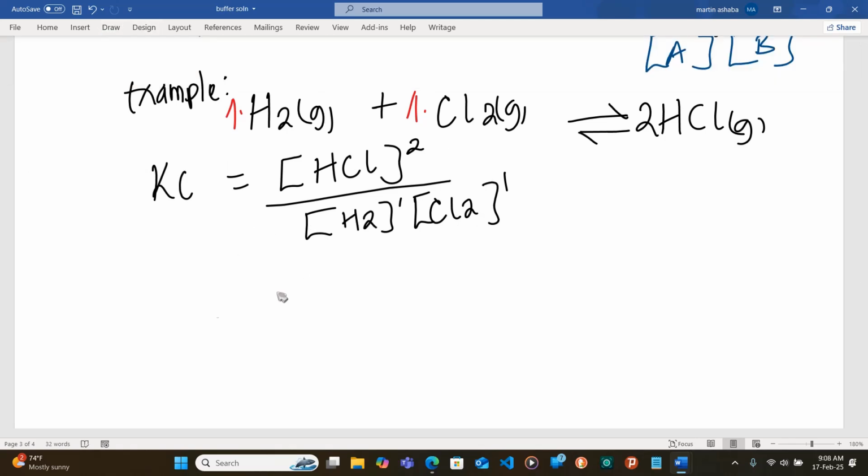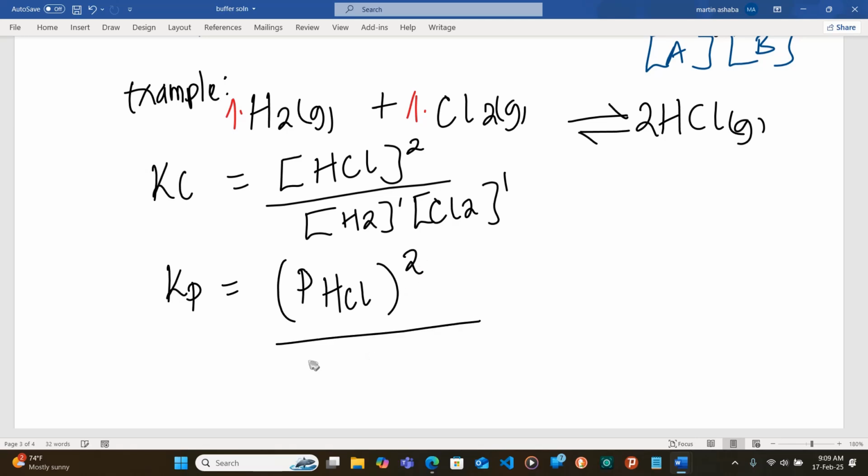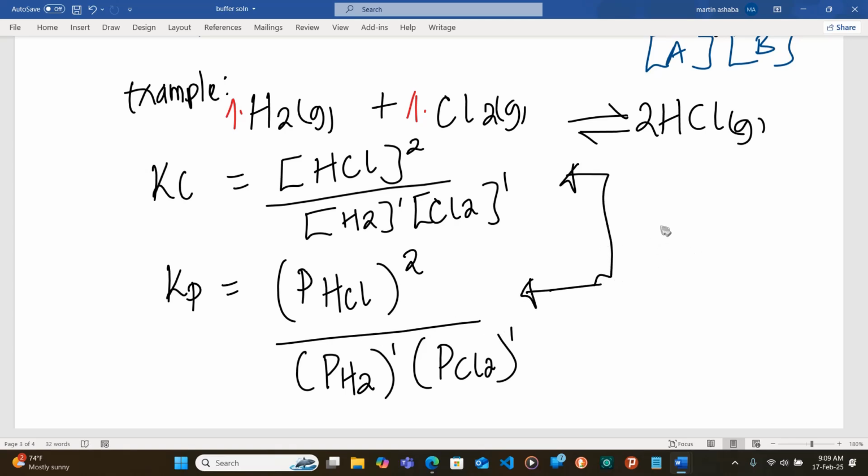Since they are gases here, we could also give it in terms of partial pressures. So the equilibrium constant can be given in terms of partial pressures. We are going to have Kp equal to the partial pressure of the product, which is hydrogen chloride gas, again raised to a power of 2, divided by the partial pressure of hydrogen raised to a power of 1 times the partial pressure of chlorine raised to a power of 1. And this and that are all obtained because we have applied the law of mass action.